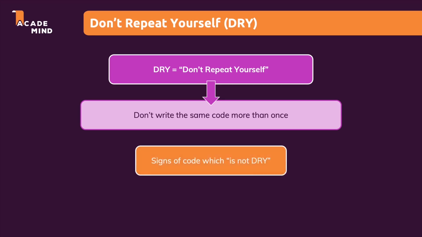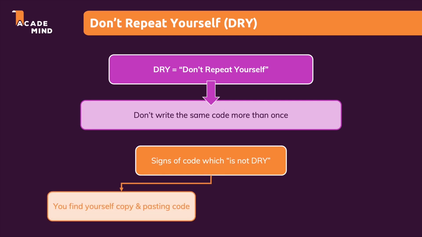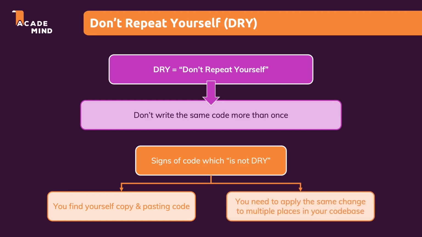Now here are some signs for code which is not DRY, so where you are repeating yourself. One obvious sign, of course, is that you find yourself copy and pasting code. If you're doing that, you are obviously repeating yourself. But another sign would be that you do need to change something and you see that you need to apply basically the same change in different places in your code base. Well, the reason for that probably is that you did repeat yourself.